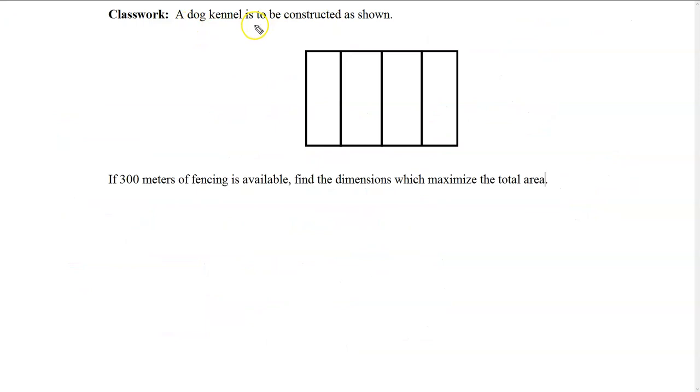Now here's one that you might want to try on your own. A dog kennel is to be constructed as shown. If 300 meters of fencing is available, find the dimensions which maximize the total area. So the dog kennel is to be constructed as this rectangular region, and then you have partitions running up and down made of fencing also. So try to find the dimensions. We'll label this as X and this as Y. Try to pause the video here and find the dimensions X and Y that maximize the total area, given that you only have 300 meters of fencing available. Now, assuming that you did that, let's go over the answer now.